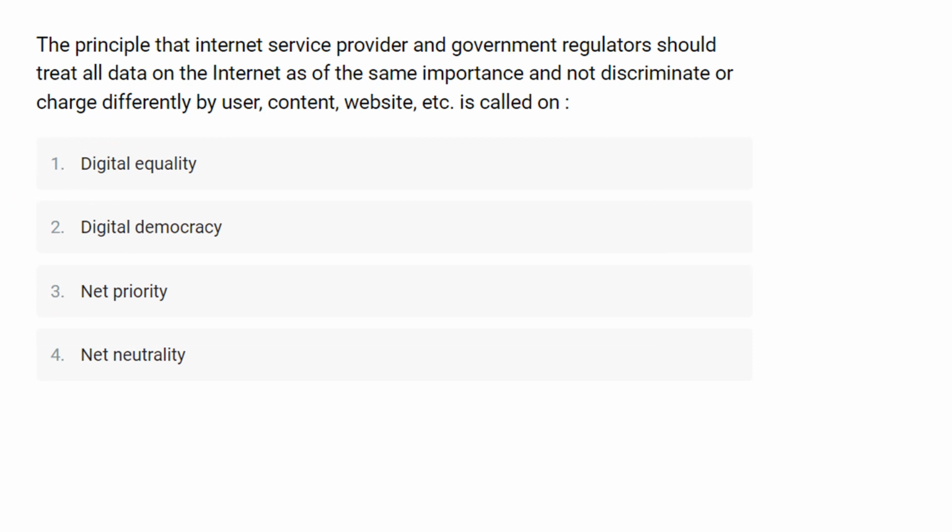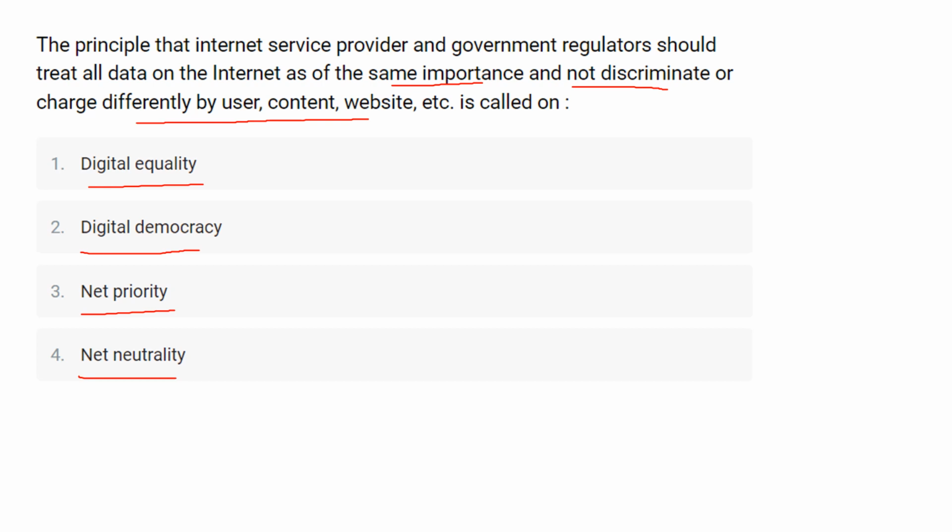The principle that internet service providers and a government regulator should treat all the data on the internet as of the same importance and not discriminate or charge differently by user, content or website is called, for which the first option is digital equality, second one is digital democracy, third one is net priority, and the last one is net neutrality. The correct answer will be here, the net neutrality.